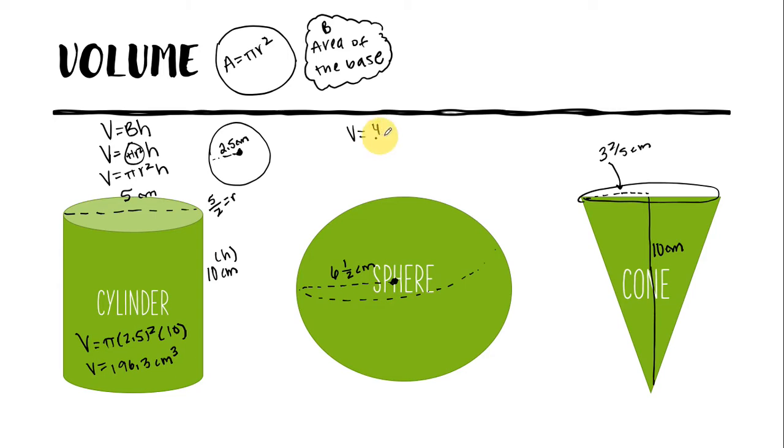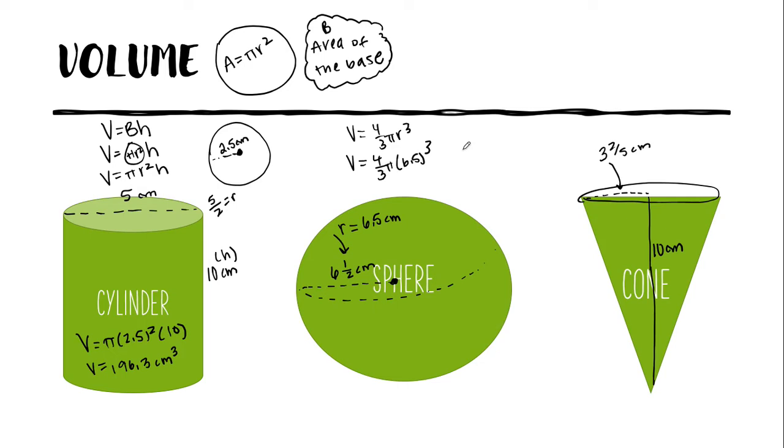V equals 4/3 pi r cubed. I'm looking at my formula chart. 6 1/2, what is that? What does this represent on the sphere? Well, it's from the edge of the circle to the center, so this represents my radius. And how do I figure out what 6 1/2 is? Well, I can put 1/2 in the calculator. 1/2 is 0.5, so that's 6.5. And then I'm just plugging it in. Volume equals 4/3 pi 6.5 cubed.